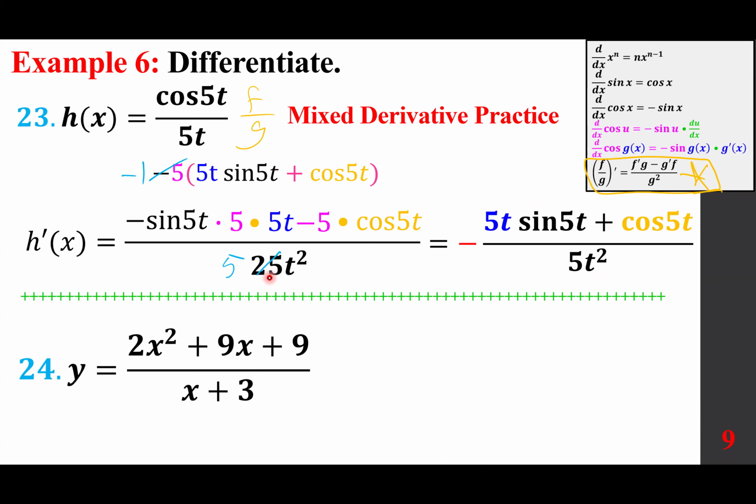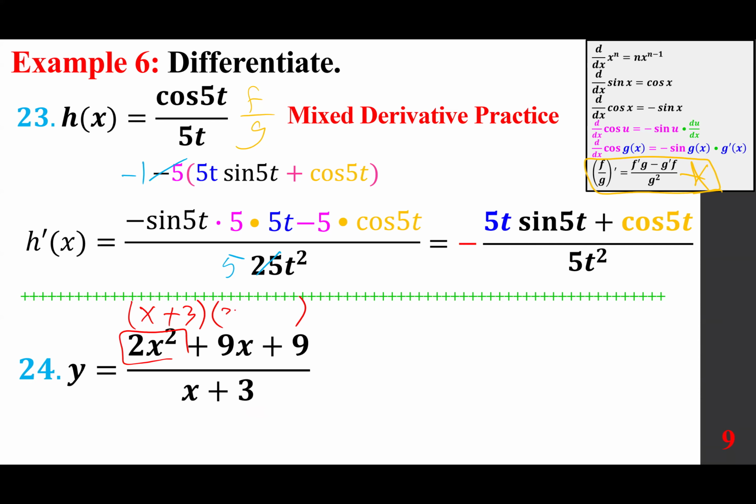What about y equals 2x squared plus 9x plus 9 over x plus 3? If you have a rational expression, the very first question is, can I factor and simplify? Even if you can factor, but it doesn't have a factor of x plus 3, it doesn't simplify. So you're hoping it has a factor of x plus 3. So try it, and if it doesn't work, it doesn't work.